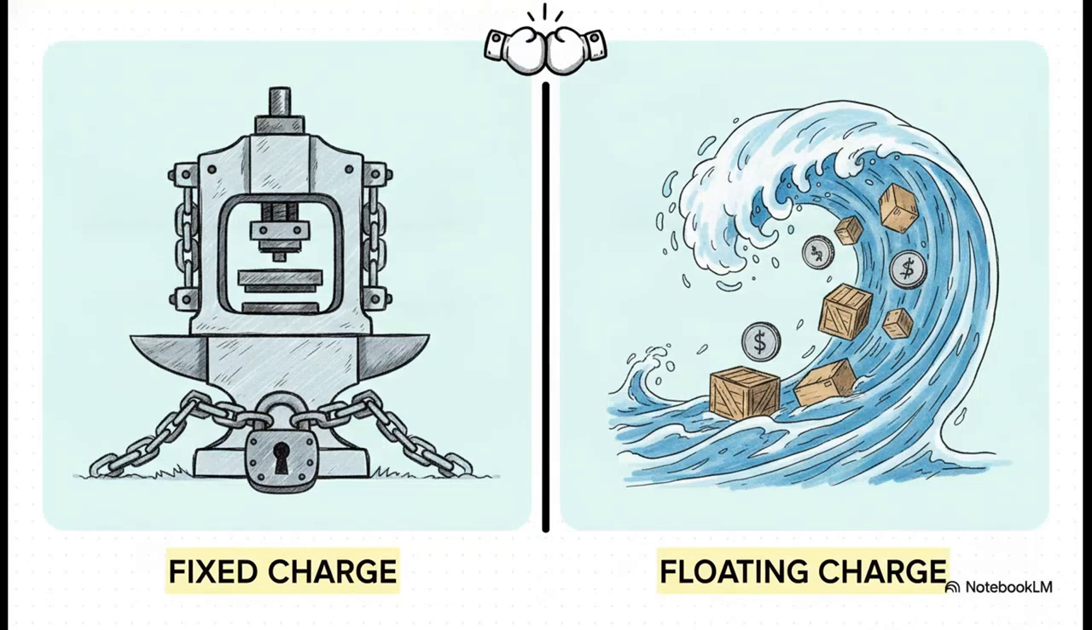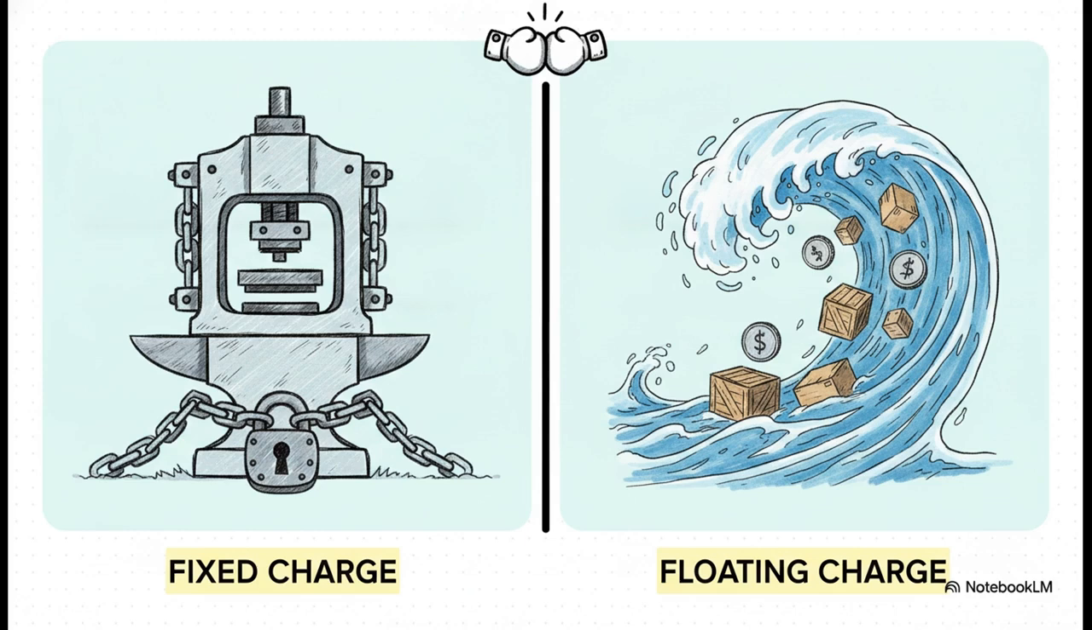Now for the ultimate showdown, and pay attention because the examiner absolutely loves asking questions from this area. It's a high-probability 3-star topic: fixed versus floating charges. A fixed charge is created on specific, identifiable assets. We're talking about your land, your building, specific factory machinery. You literally cannot sell these without the charge holder's direct approval.